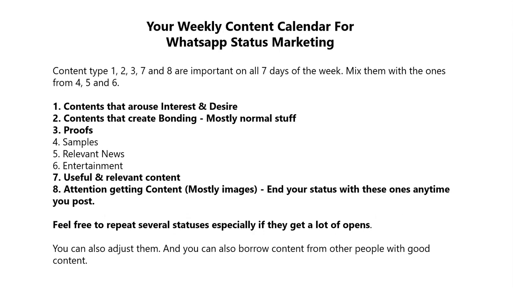So based on everything we have said, this is what your weekly content calendar on WhatsApp is going to be like. I'm talking about you posting on your WhatsApp status. Content type 1, 2, 3, 7, and 8 on this list are important on all 7 days of the week. That is, if you decide to post every day. It's not compulsory, but if you decide to post every day, post content type number 1, 2, 3, 7, and 8. The most important ones will be content number 1, content number 3, and then content number 7. Those are the 3 most important.